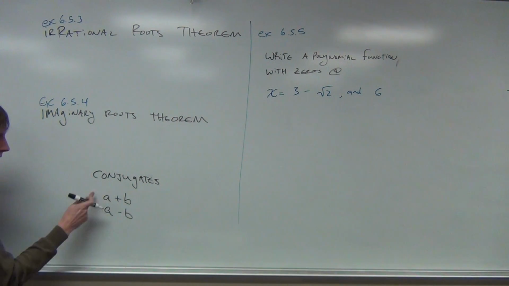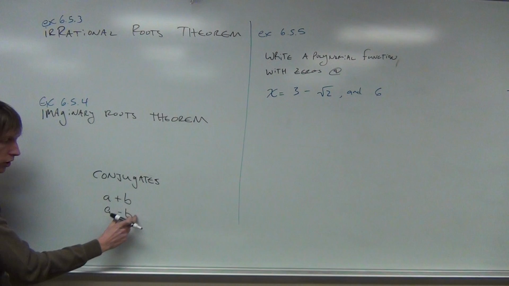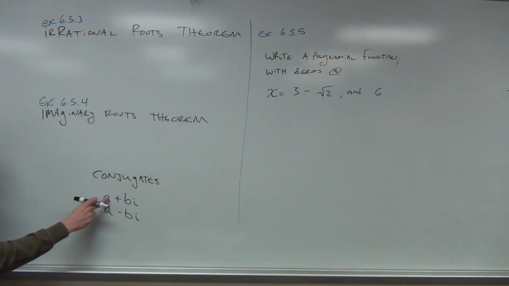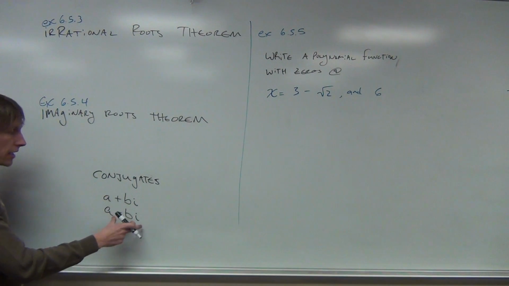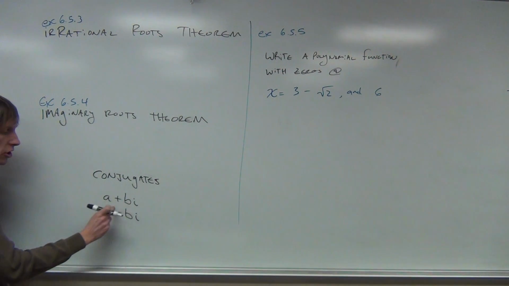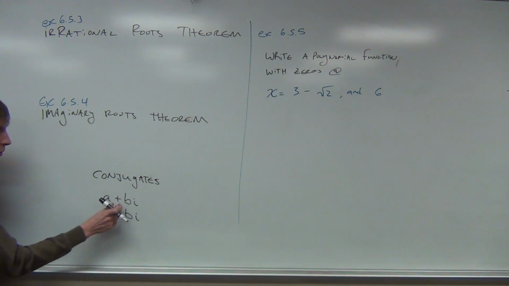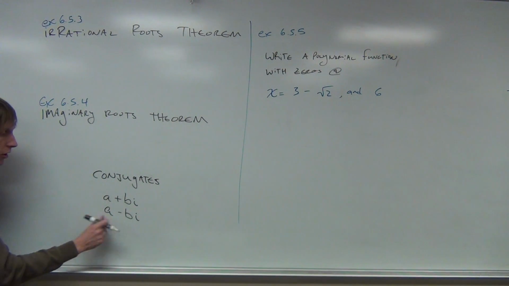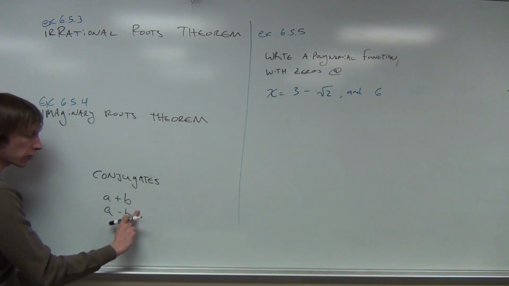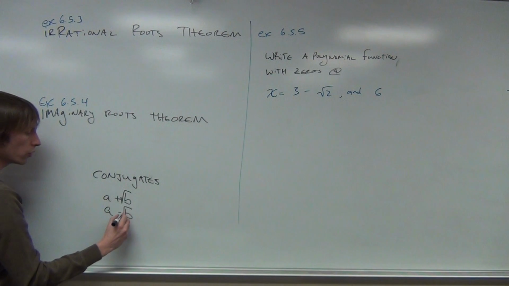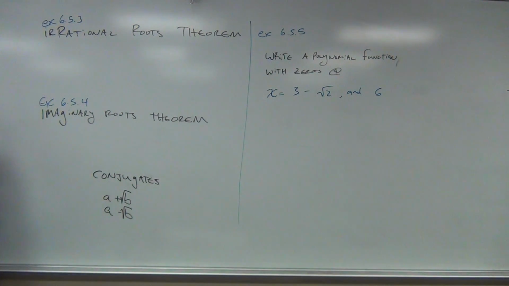These would add up to give you two A's, but the B's would eliminate. So if we're talking about imaginary numbers, we would have A plus BI and A minus BI. These are called conjugates. The A value is the same, the B value is the same, but we just have the inverse operations here. If we are talking about radicals, about irrational roots, we would have the same idea, just with it being the square root of b instead of b times I.